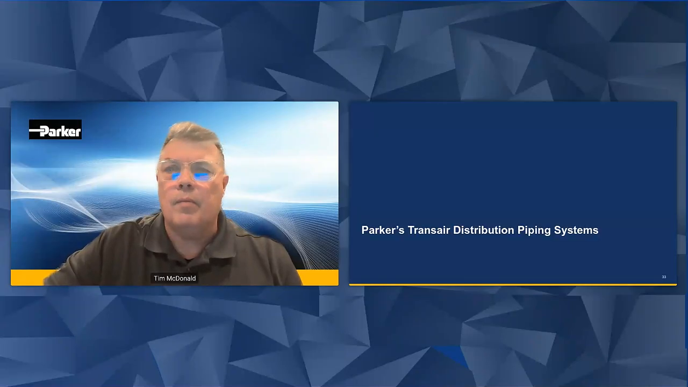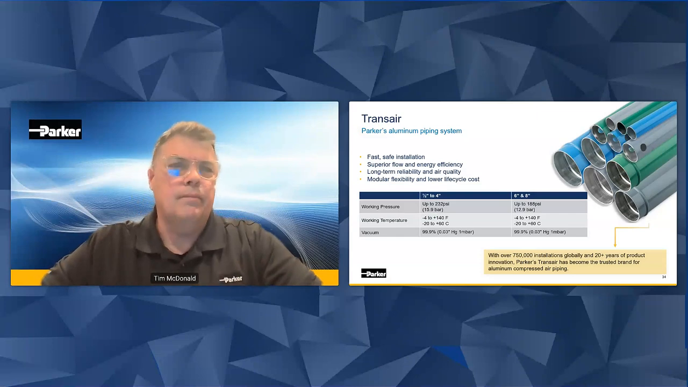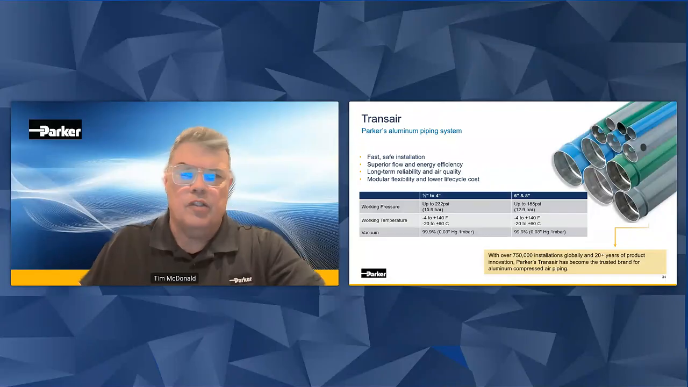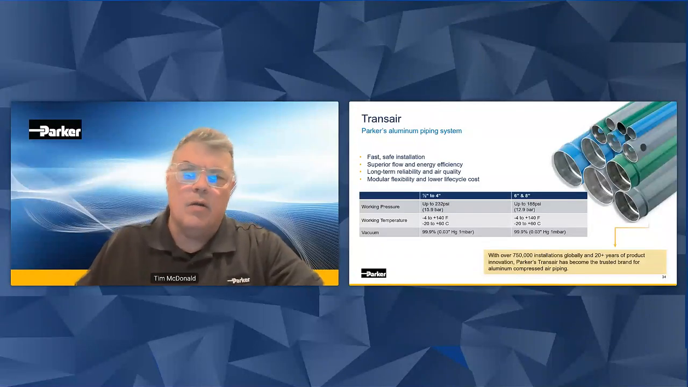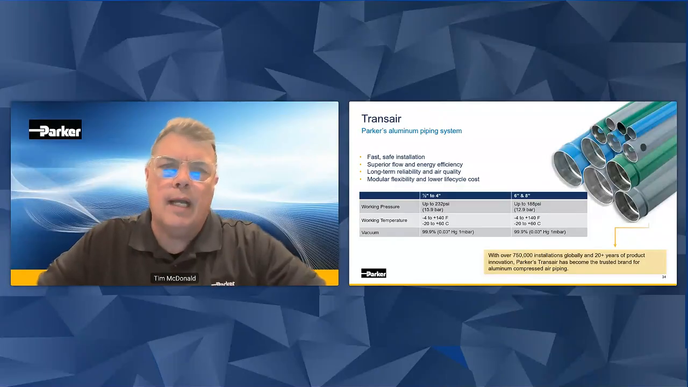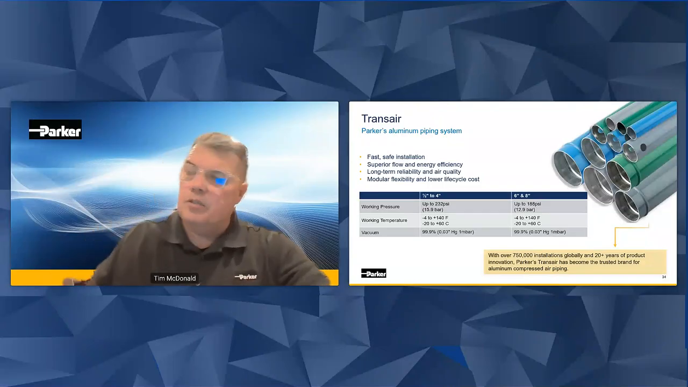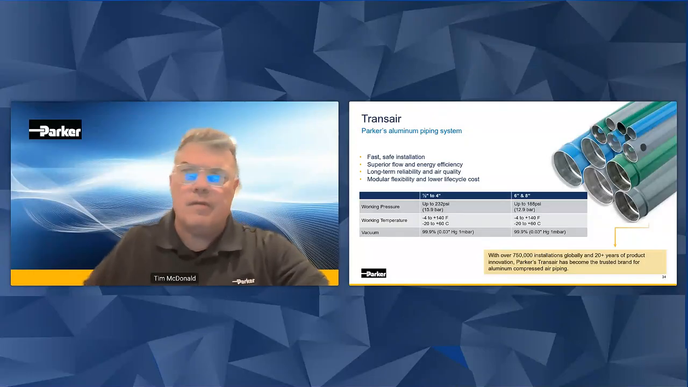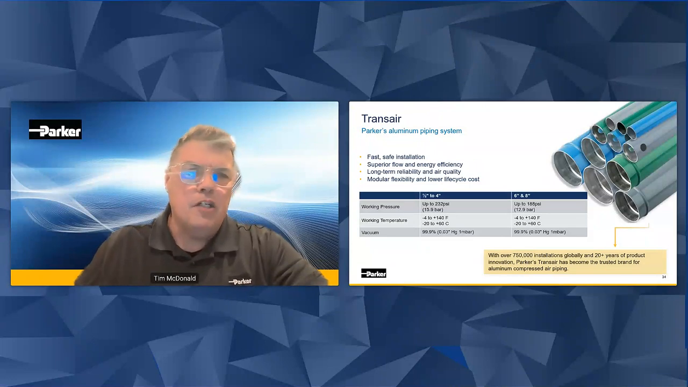So let's talk a little bit about what I think is the best option here. Parker's Transair aluminum distribution system. It's fast and it's safe to install. Okay, you're going to save, as Jody said, in some cases up to 75% labor over traditional piping systems. It's got superior flow and energy efficiency. You've got a natural aluminum oxide coating on the inside as a byproduct of being manufactured out of an aluminum slug. Okay, long-term reliability, air quality. This system will not impart any contaminants into your system. So what I'm saying is whatever the quality of air that comes out of your compressor room, even if you have an ISO specification, that's the quality of air you're going to get at your point of use, okay? Modular flexibility.